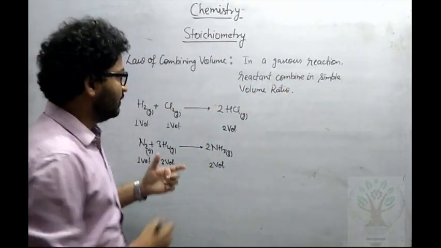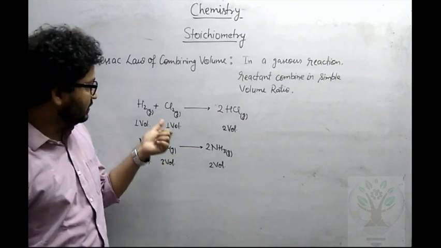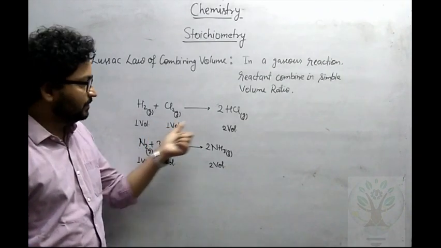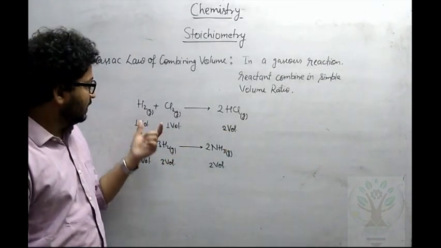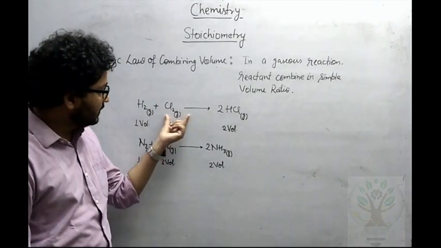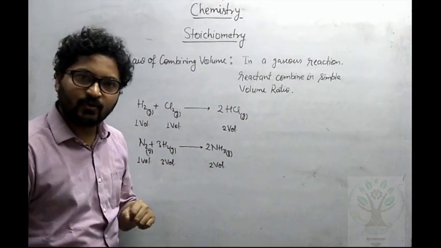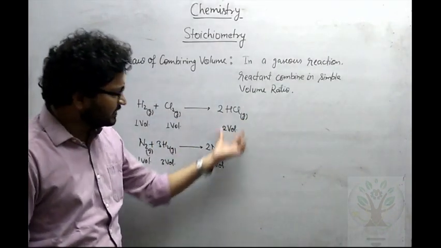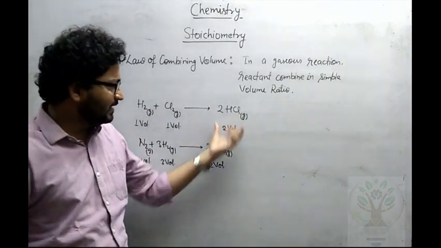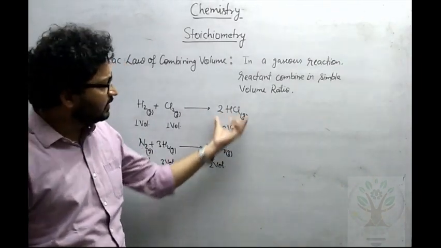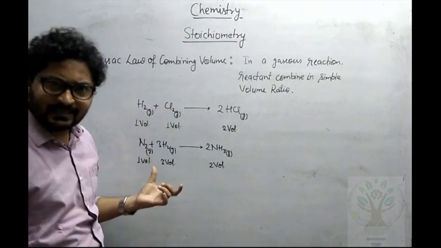Now, let's see what is the meaning of this. Suppose we have the reaction H2 plus Cl2 gives us 2HCl. H2 is a gas, Cl2 is a gas, and HCl is also a gas. Here it is not necessary for the products to be gas, they could be anything. But the reactants should be gas.